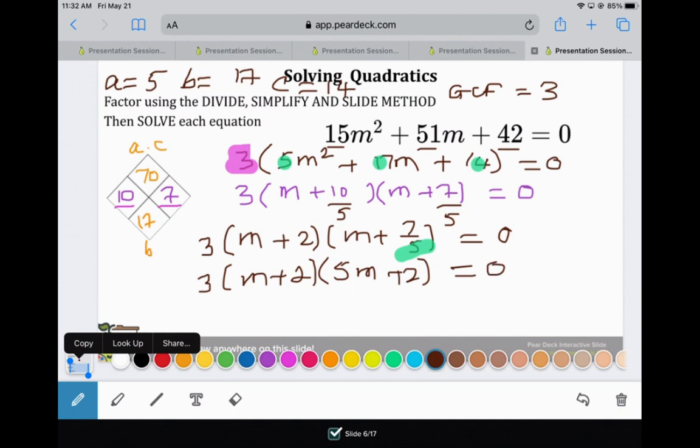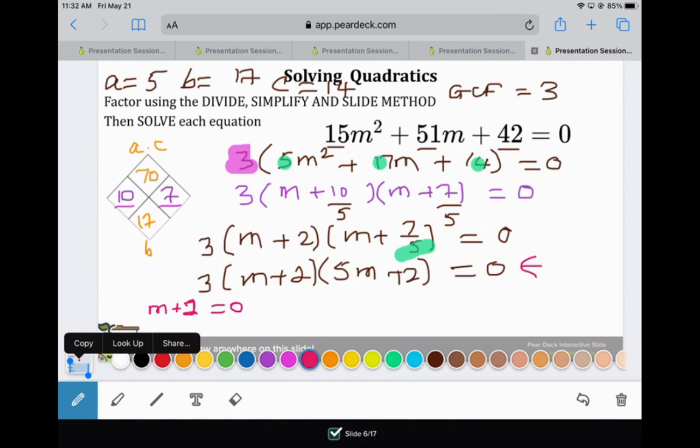And now what you need to do is that you're going to solve for the m. When we solve for this one, even though there's a 3 out, we're not going to worry about the 3 because when you divide by 3 on both sides, the number 3 is going to disappear. So I will have m plus 2 equals 0. This is the new part. Remember we stopped right here before? Now we're going to solve for it.